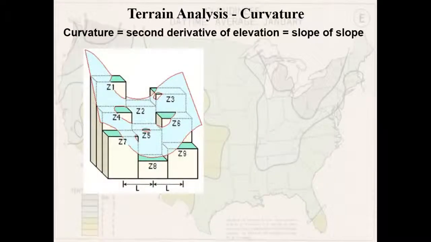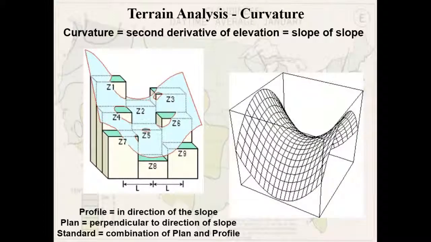Okay, so what's the curvature? We have the slope is the first derivative of the elevation. The curvature is the second derivative of the elevation, which is the slope of the slope. So it's the rate of change of slope. You should probably remember this from back in the days when you did algebra and things like that.